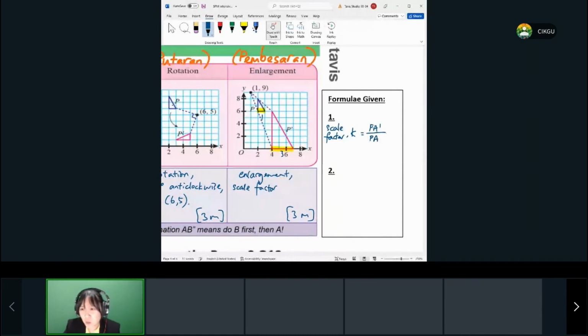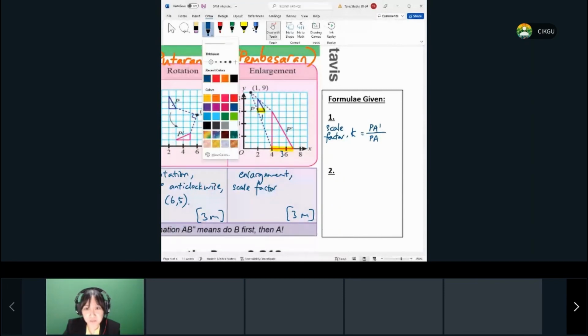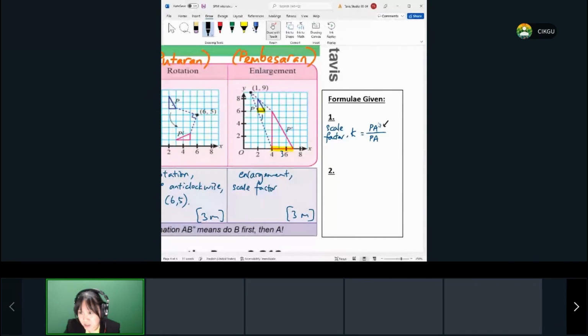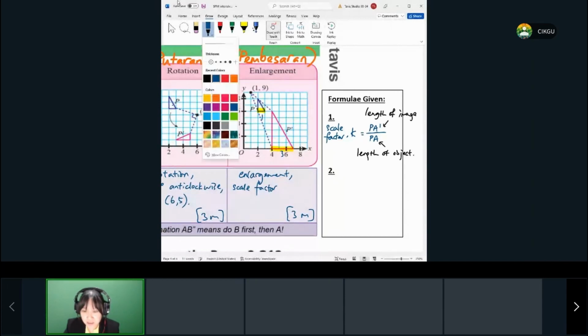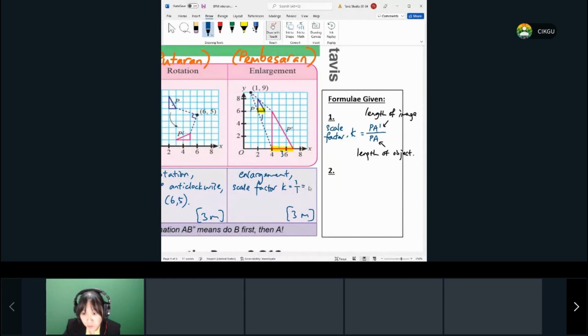But don't worry, what does this mean? Let me label. The numerator means the length of the image, and PA means the length of the object. This one here is the image, 3 boxes here. This is the length of the image, so 3 goes on top. So scale factor K equals 3 over the length of the object. The length of the object is 1, so 3 over 1, which is 3. This gives you the second mark.